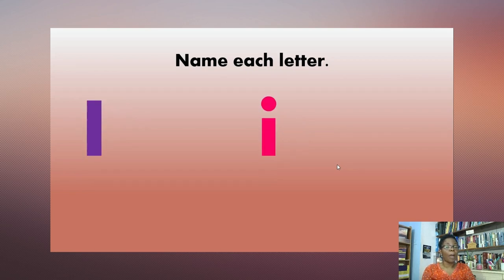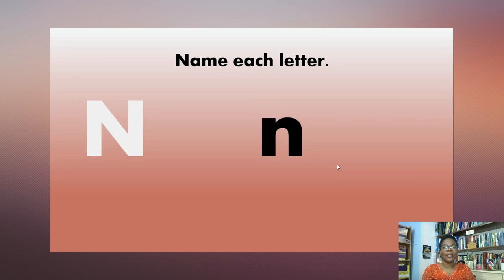I, capital I in purple, common I in pink. Now we have capital N in white and common N in black. Name those letters for me again. Capital N, that's the white one, and common N in black.